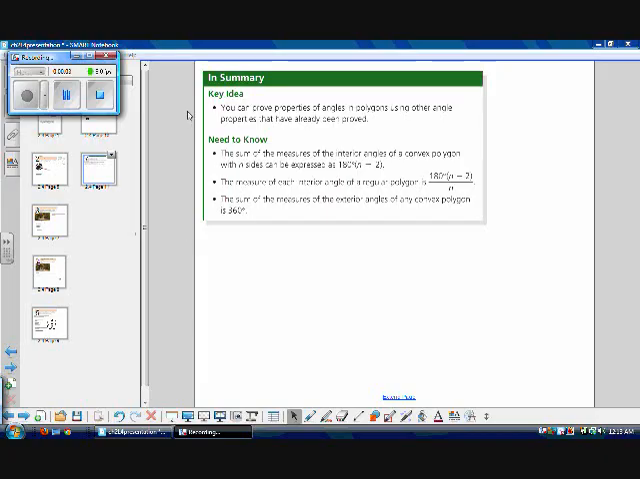So what we've learned in this section is that you can prove properties of angles in n-sided polygons using other angle properties that you've already proved. The new things we learned is that the sum of the measures of the interior angles of a convex polygon with n sides can be expressed as 180 degrees times the number of sides minus 2. The measure of each individual interior angle of a regular polygon is 180 degrees times the number of sides minus 2, all divided by the number of sides. The sum of the measures of the exterior angles of any convex polygon is 360 degrees. I want you to try and prove this last one, and then we'll discuss it in class.